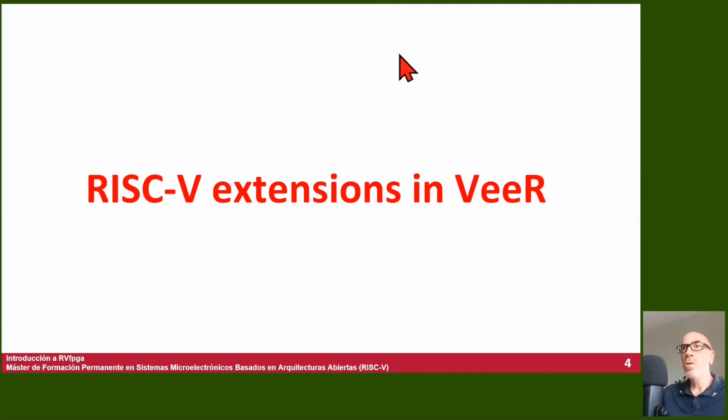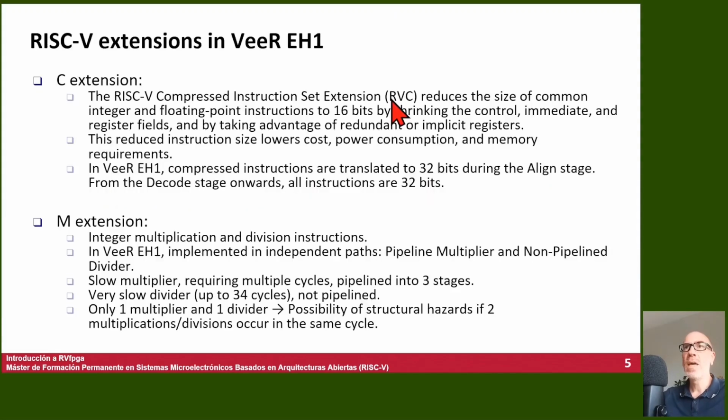The EH1 processor includes RV32I extensions, the C extension for 16-bit compressed instructions, allowing more compact code, and the M extension for integer division and multiplication.